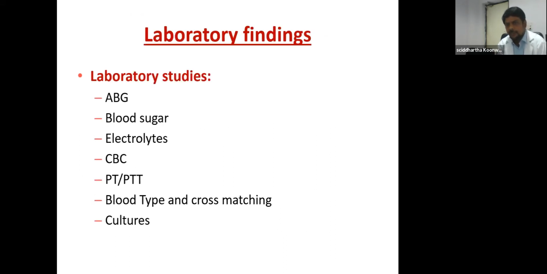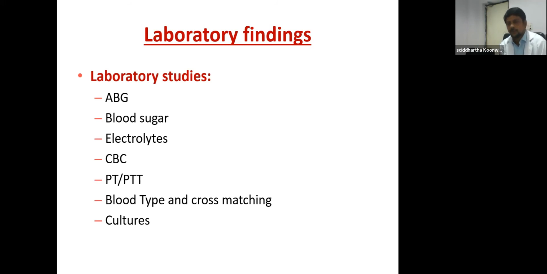In initial laboratory findings, we have to send ABG of the patient to look for metabolic acidosis, any hypoxia, hypercarbia. Serial lactate monitoring could be done to look for improvement in perfusion of the patient. We have to look for blood sugar. We have to avoid both hypo as well as hyperglycemia. We have to correct any electrolyte abnormalities.